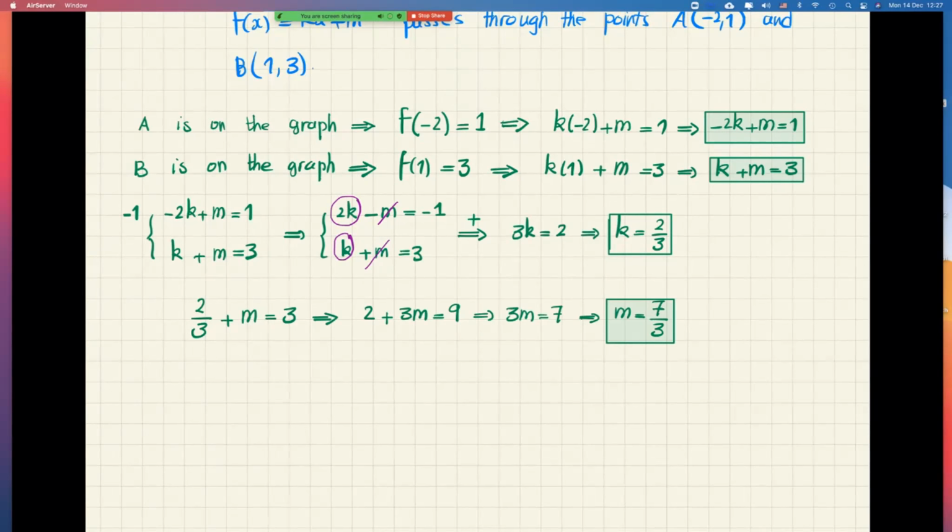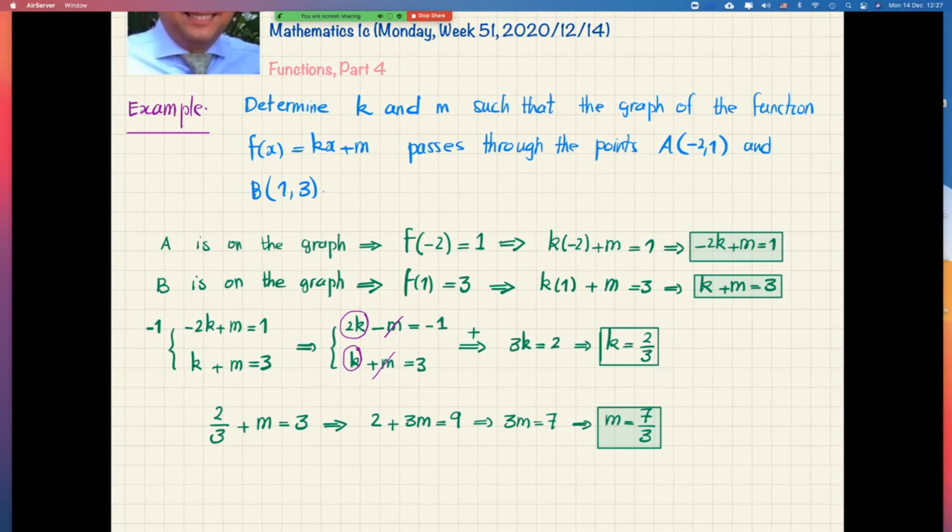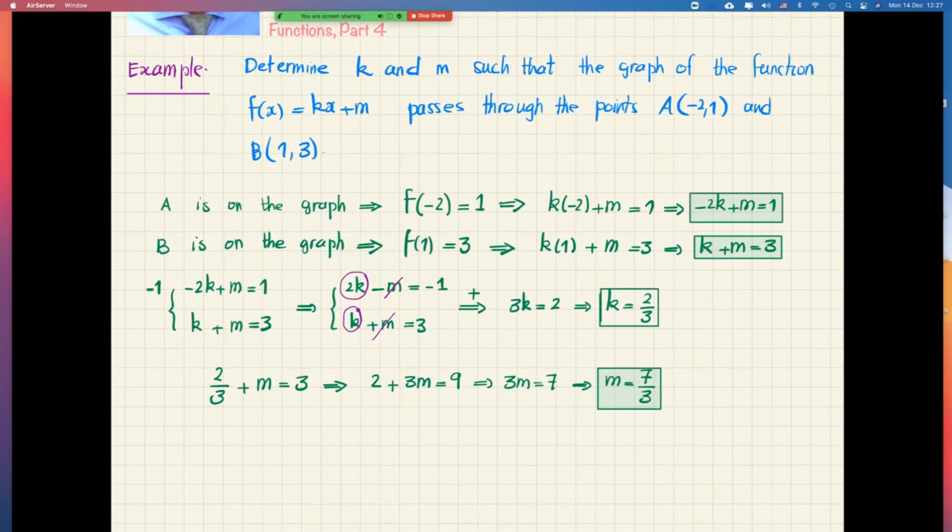So here, because what is wanted is to determine k and m, this is the answer actually. But if I ask you what is the function, you can replace k and m here. It gives you the function, and I write it with a different color. This is not part of the solution. So the function is f of x equals to 2/3x plus 7/3. Okay, and I want to check this with GeoGebra.